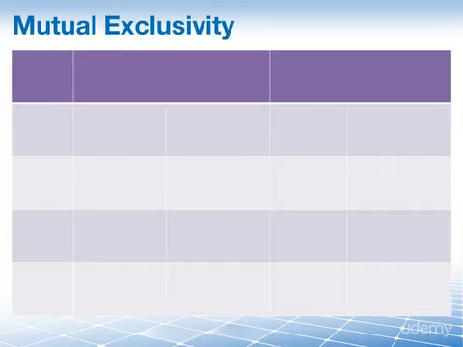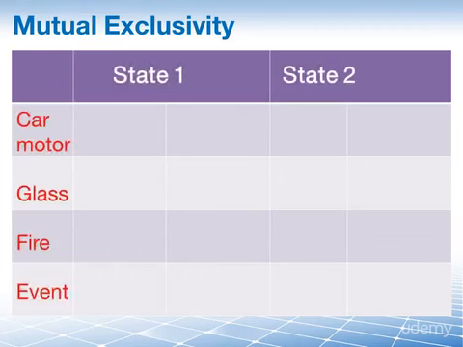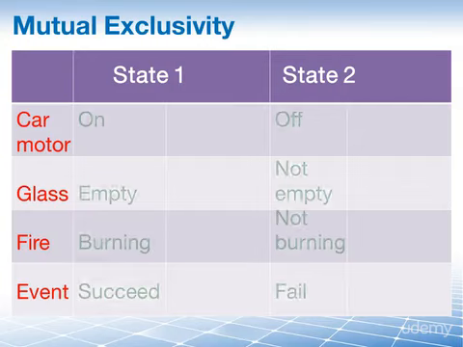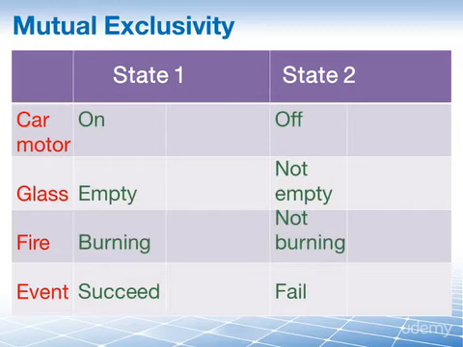But before we can look at the decision tree diagram, we first have to discuss what is known as mutual exclusivity. Don't worry, it's a very simple concept to understand, I promise. For instance, the motor of your car is either on or off. A glass is either empty or not empty. A fire is either burning or not burning, and you will either succeed or you will not succeed in a particular event. One state excludes the other.